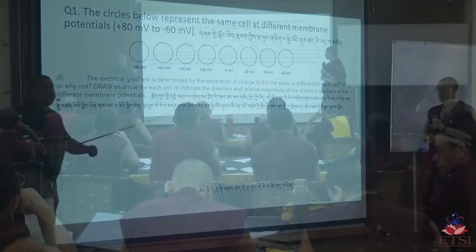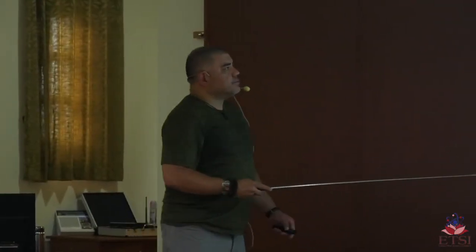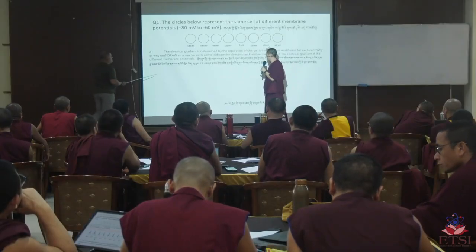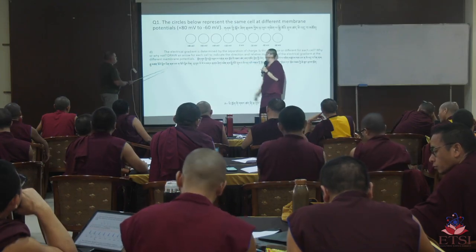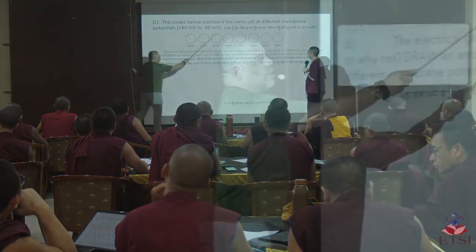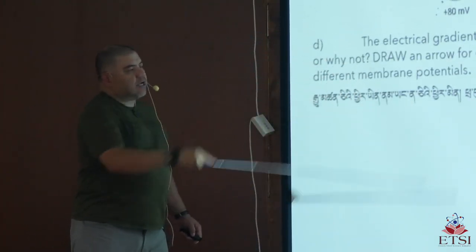Now we're dealing with electrical gradients, which is different, right? So if we were to draw electrical gradients, what would they look like for each of these cells? Would they be different or would they be the same?